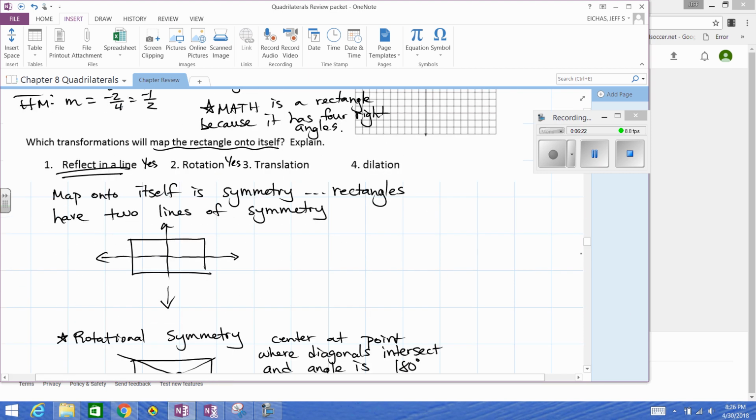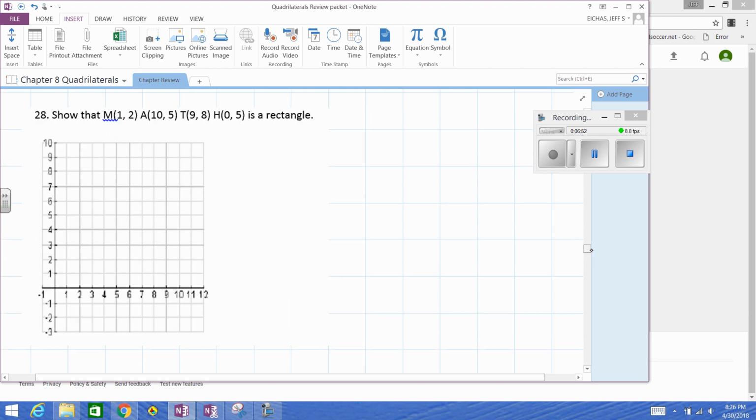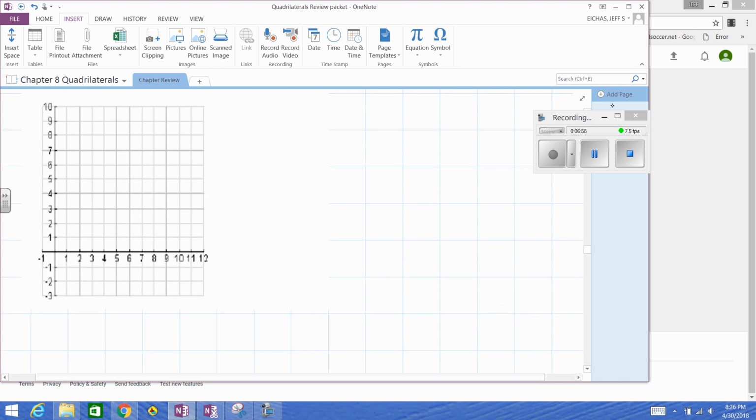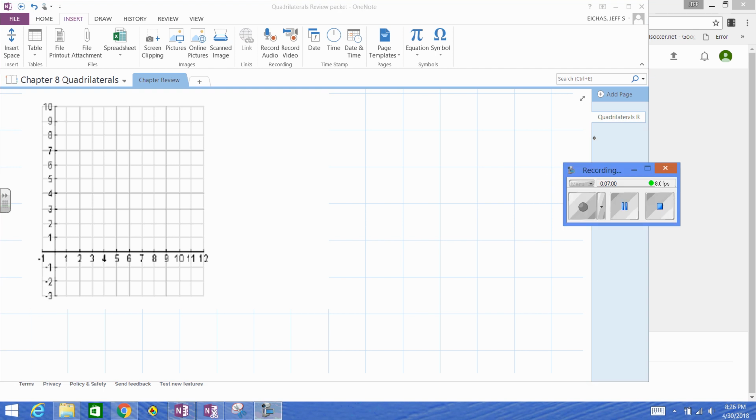Translation, no, because every point moves the same amount, so we're going to be off. There's no way to map onto itself. And dilation's kind of a trick. You know, technically you could dilate with a scale factor of -1 if the center is at the same center of the rotational symmetry, but I don't think they mean for that. So I'm just going to throw it out, and I'm not going to get into dilations of scale factor of 1 or -1. You know, you could probably mark me wrong for that, but that is not the intent of the question. Okay.